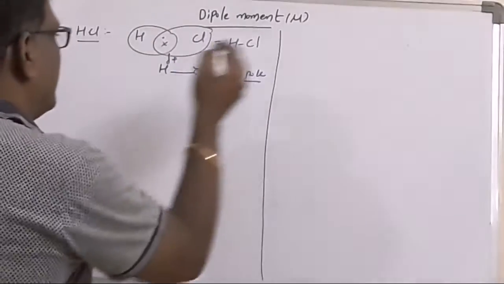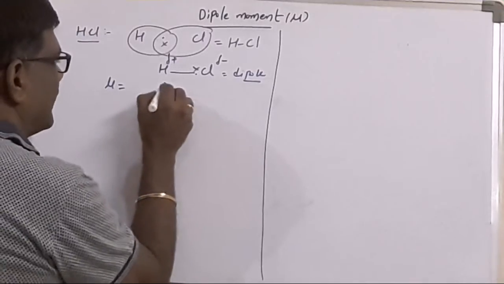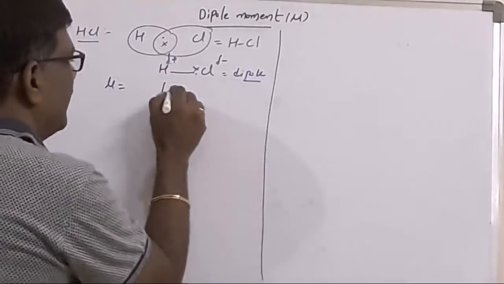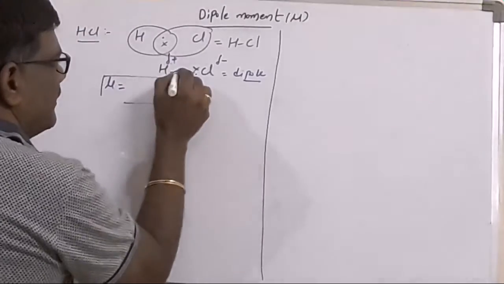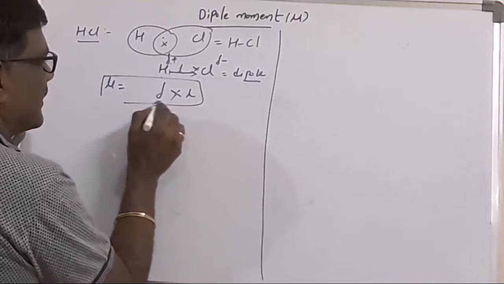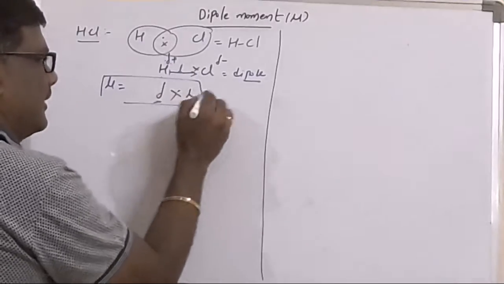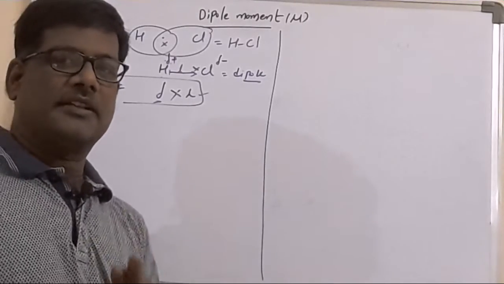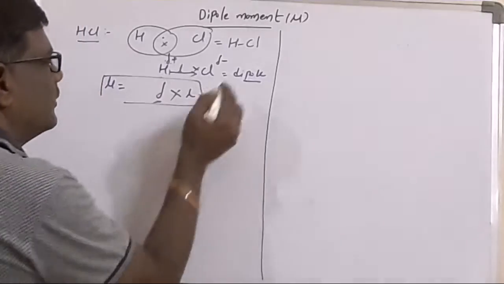What is the dipole moment? Dipole moment is represented with mu, and it is the product of the charge on either of the ions and the distance between the two ions. If you take H and Cl, the distance is l. The product of one of the charges, delta, and l: it is the product of the charge on either of the ions and the distance between the two ions.